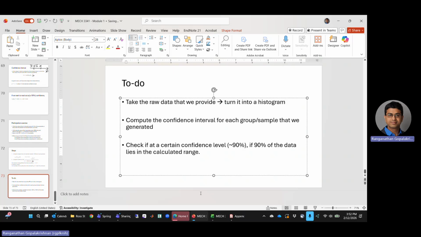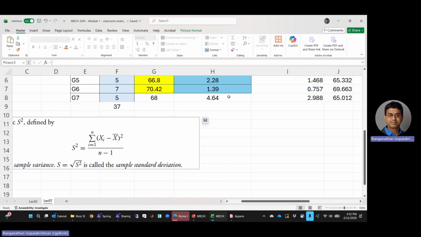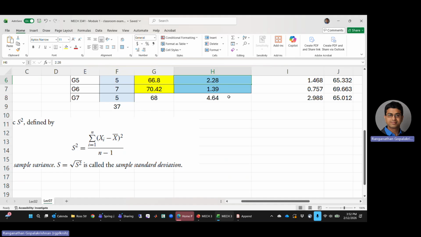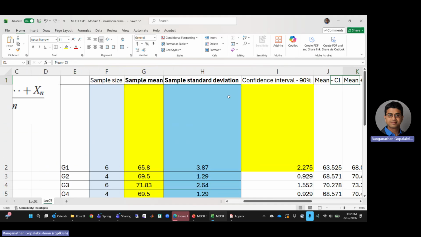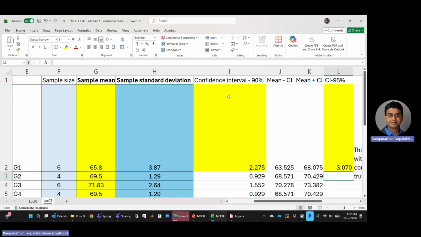So what I will do is delete some portions of this and let you do the calculation again, and essentially post this template, and you can start from here and do your work. Questions for me?